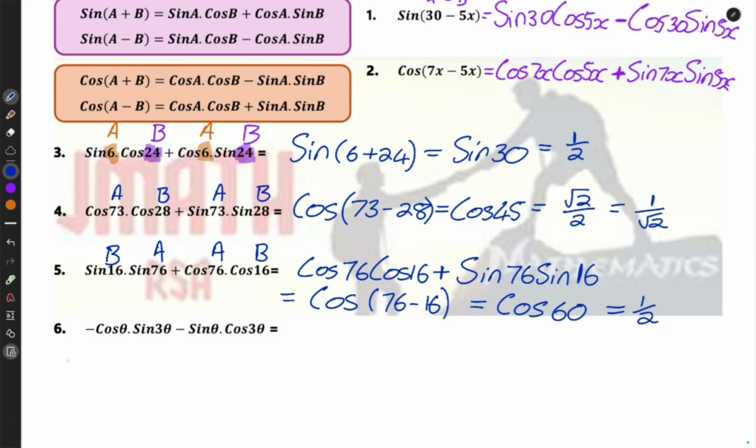Question 6. Okay, so I can see there's a sine and a cos and a sine and a cos. It's definitely one of the sine compounds. But now it starts with a minus, and that's never what we want. So in this case, I'm going to take out a minus, but I'm not doing a sign change rule because I'm taking out both minuses. So I'm going to say this is minus 1.